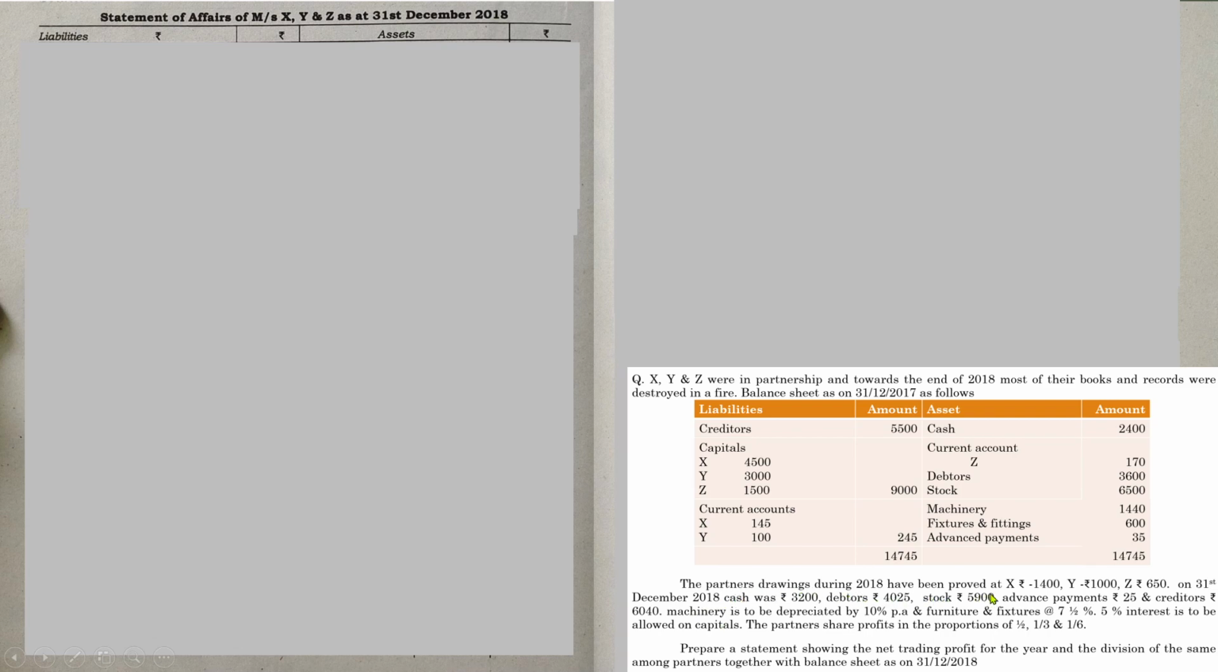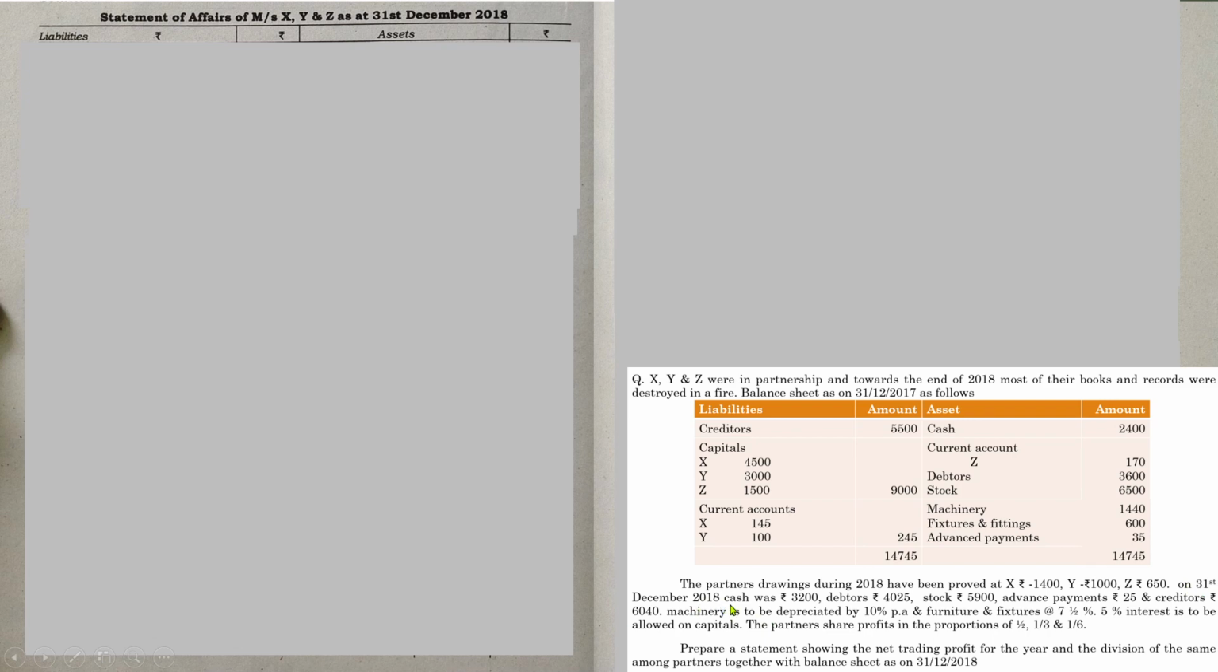Partners during 2018 were provided 1,400, 650 and 2,650. These are the details with regard to the drawings during the year. So we need not consider those amounts here. Go through the adjustment details, partners' drawings during the year, these amounts. We will consider these amounts in the further computation.